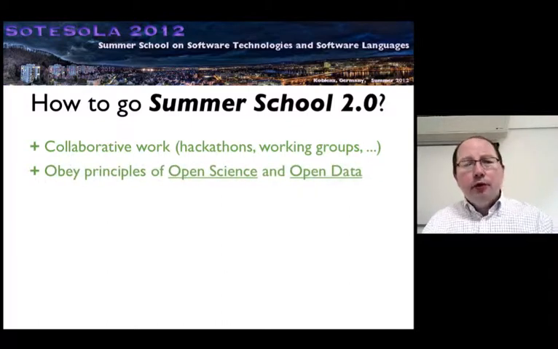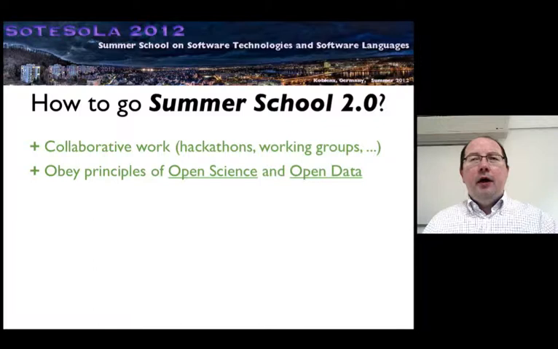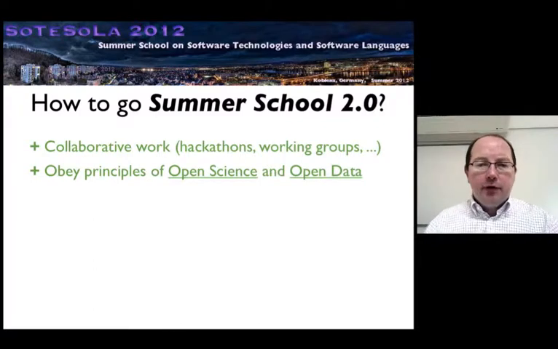We're going to obey the principles of open science and open data, which means everything we do at the school, everything we produce, everything we collect, should be open, should be organized so that other people can consume it. And we also really push for teamwork, for collaborative work at a scale of research to all.